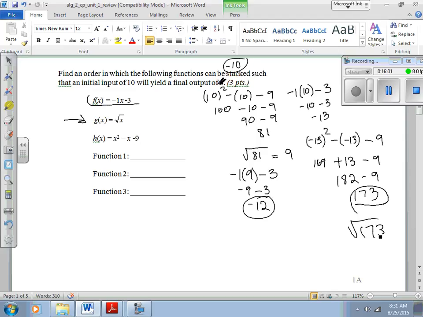Yeah. 13.8. 13.1. The only other option I have is to start off with this one first, right? Which will give me a decimal. And then that decimal would follow into the other function.